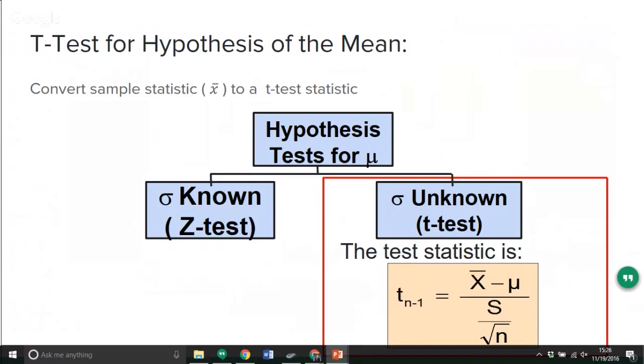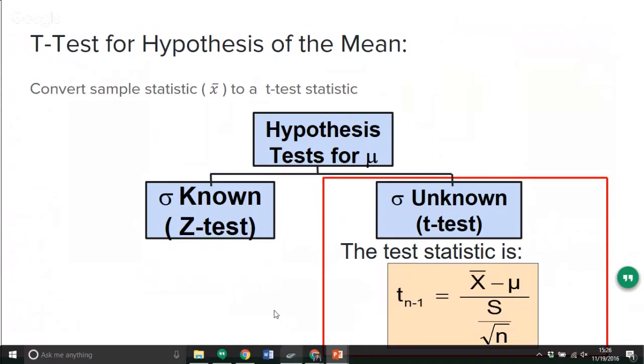So we have two different types of tests to test the means. The first is whether or not we know the standard deviation of the population. And in that instance, we would be using a z-test, because we would essentially be able to standardize the entire population.